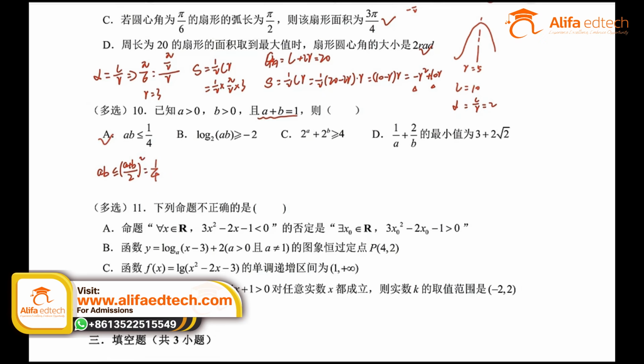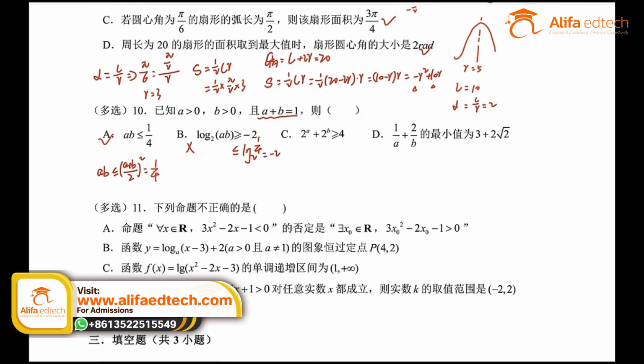Okay, next let's look at option B. Since AB has a maximum value, let me ask you, what must the logarithm of AB with base 2 be? It must be less than or equal to the logarithm of 1/4 with base 2, which is exactly equal to negative 2. So it should be less than or equal to negative 2.